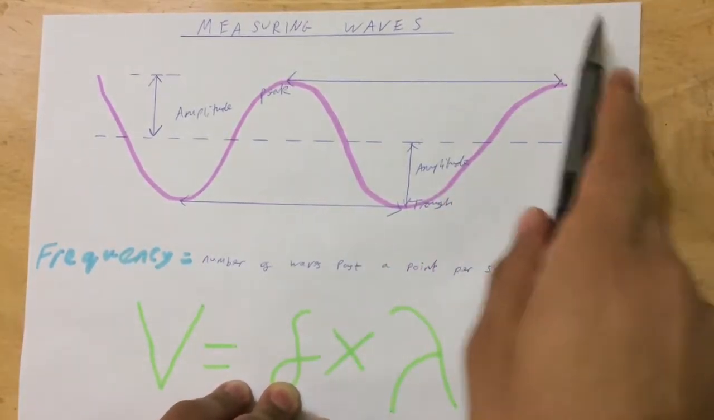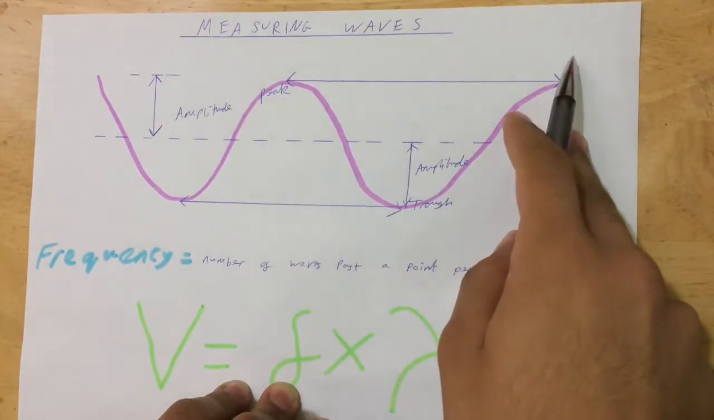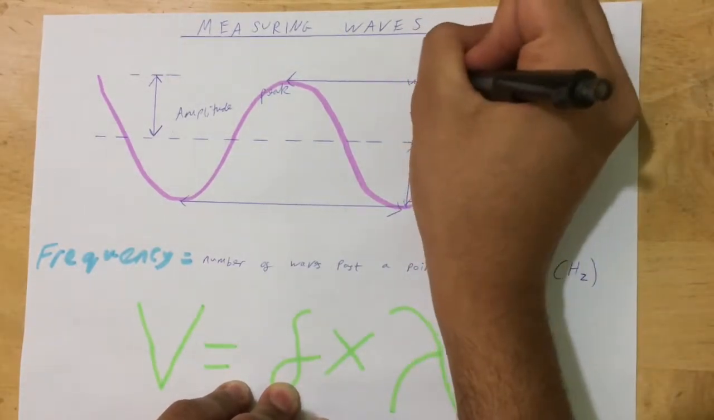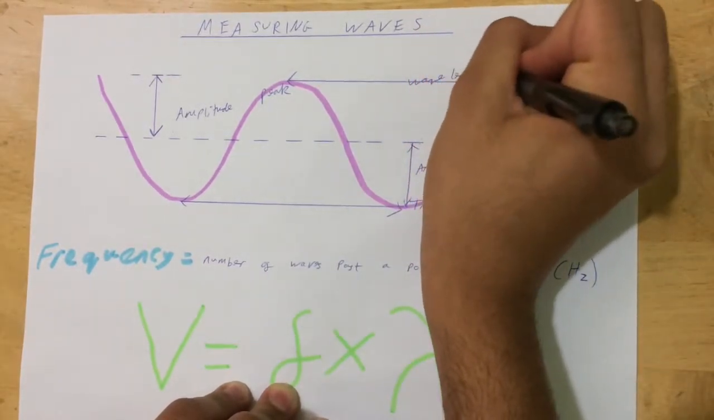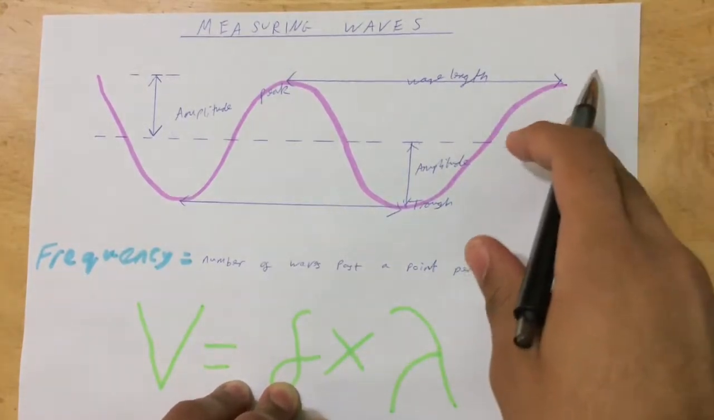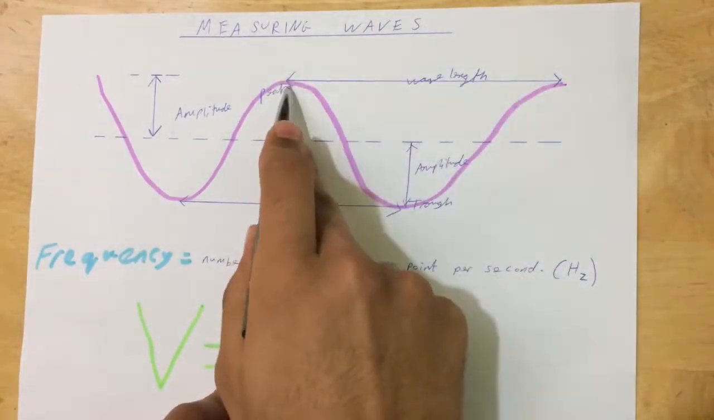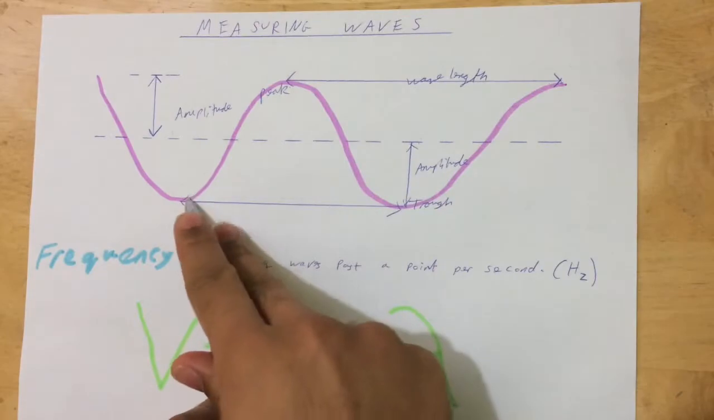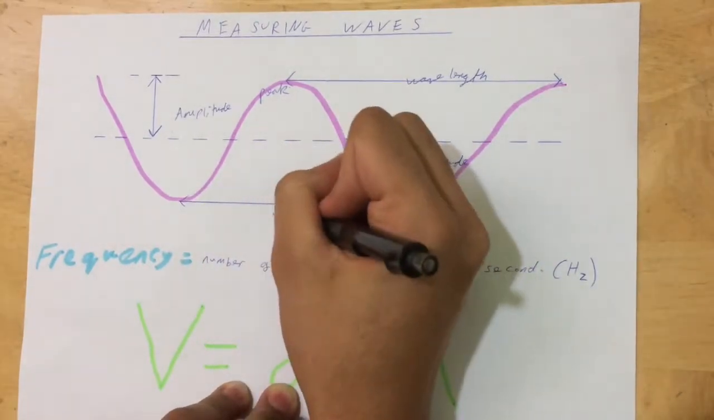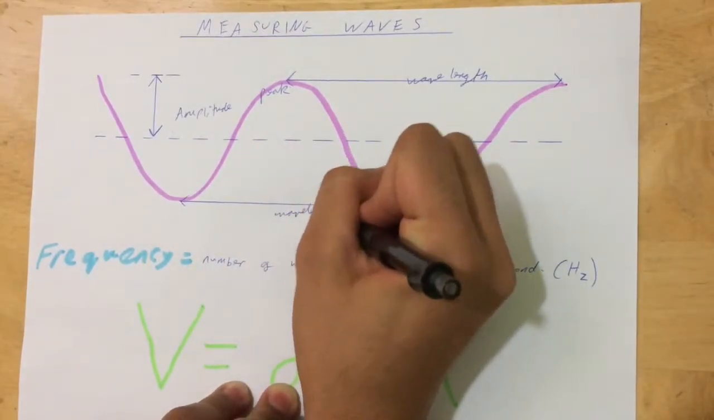Now the distance from wave to wave is the wavelength, how long a wave is. To measure the wavelength, you look from either peak to peak or trough to trough. So this is also the wavelength.